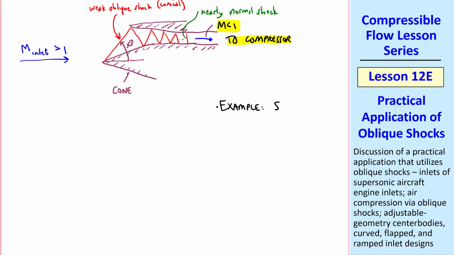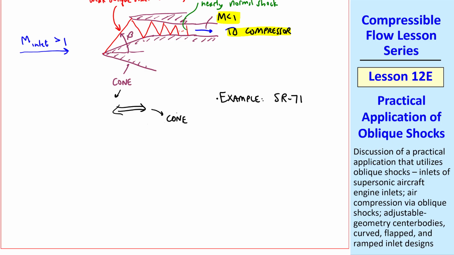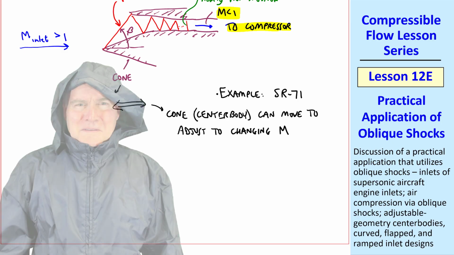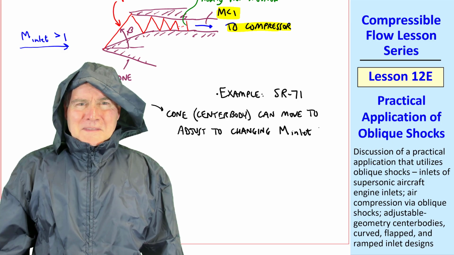A good example is the SR-71 Blackbird. In that aircraft, the cone, or what we call the center body, can move forward or backward to adjust to changing M inlet. That's very impressive engineering.